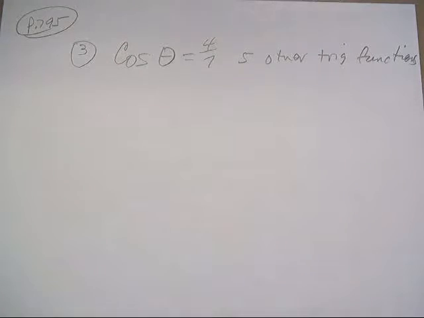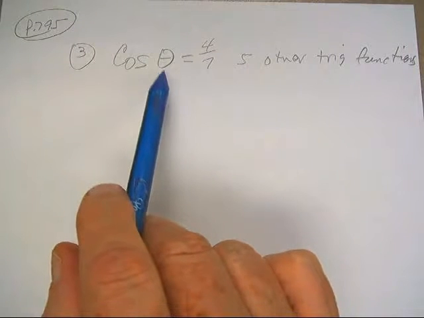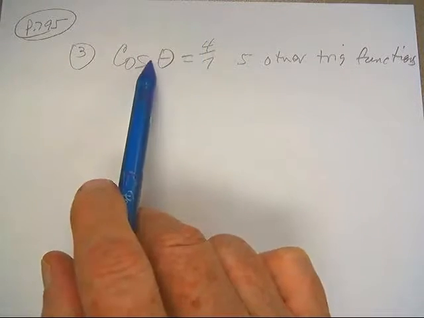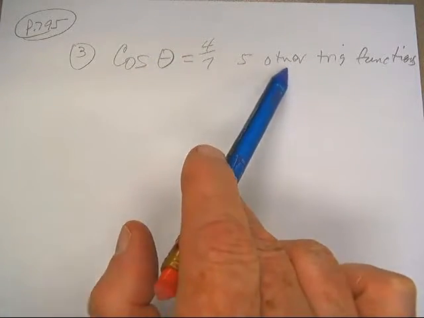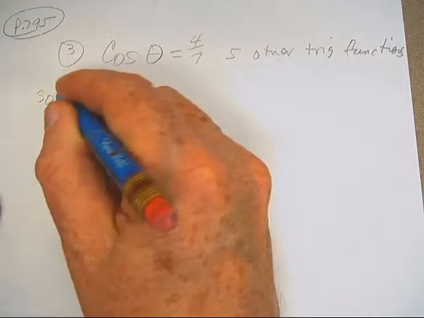All right, welcome back. If you're listening out there in Radio Land, we're still on page 795, but our task has shifted a little bit because they give me the cosine, but they want me to find the other 5. So let's just think about SOHCAHTOA.